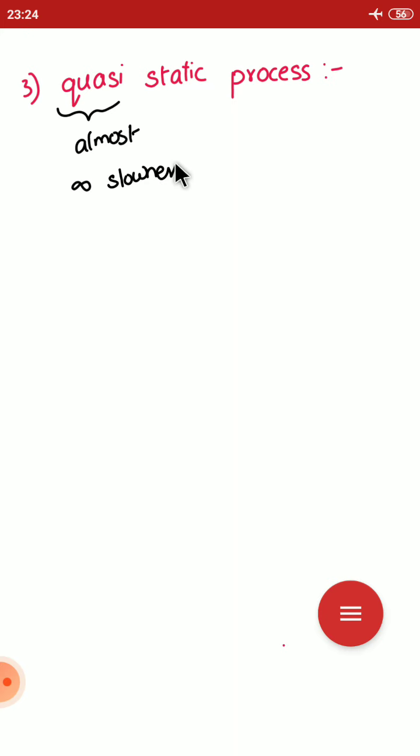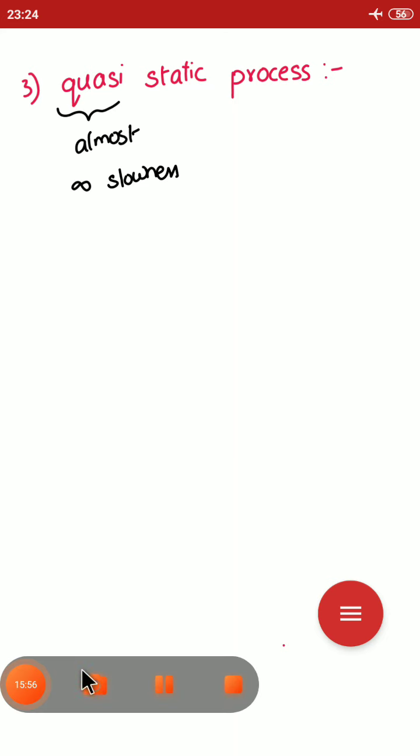Infinity slowness is the characteristic feature of the quasi-static process. Now we see the definition. When a system changes its states very slowly under the influence of infinitesimal driving force, that is the delta P, delta T, the system is said to undergo a quasi-static process. Now I will write the definition.